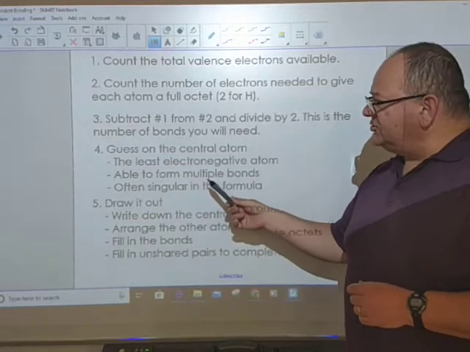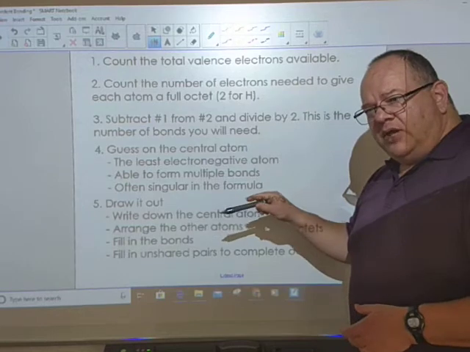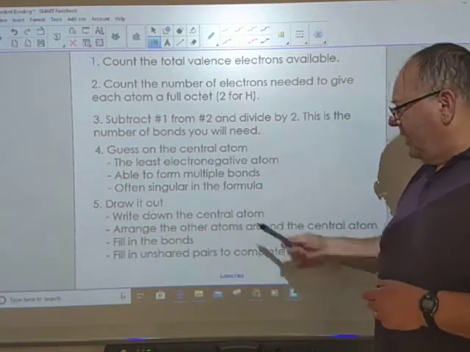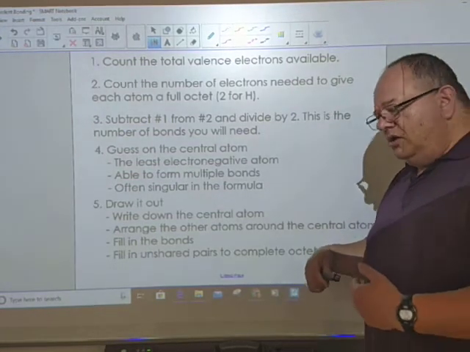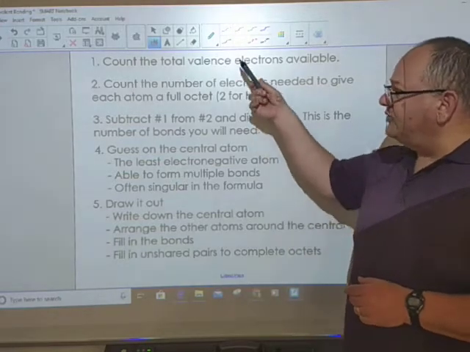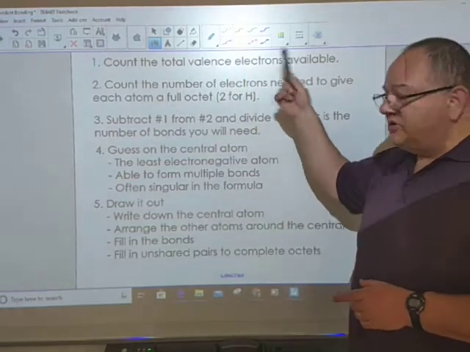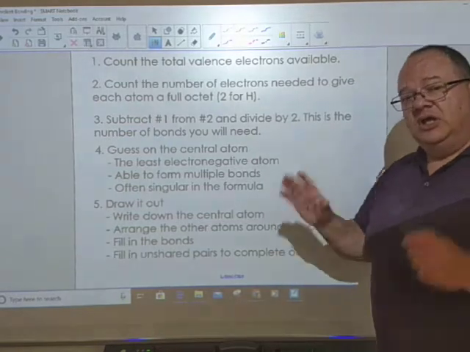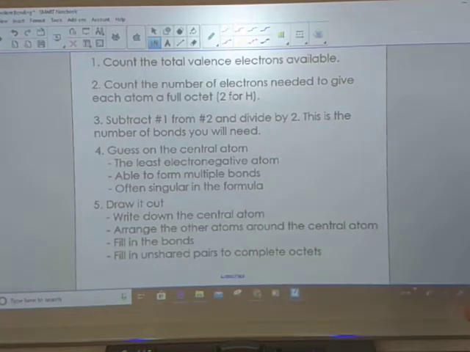So once we guess on the central atom and we know how many bonds we have, we're going to try drawing it out. We're going to put our atom in the middle. We're going to put the other atoms around it. We're going to draw in a number of bonds. We might need to put some multiple bonds in. And then we're going to fill in the unshared pairs to hopefully add up to the number of electrons that we counted in number 1. If we don't get the correct number, we've got to look for our mistake. So if you didn't get that written down, pause, write it down before you go on.